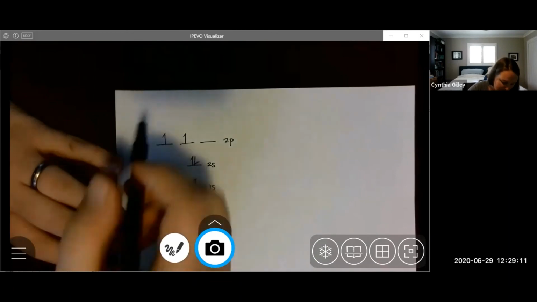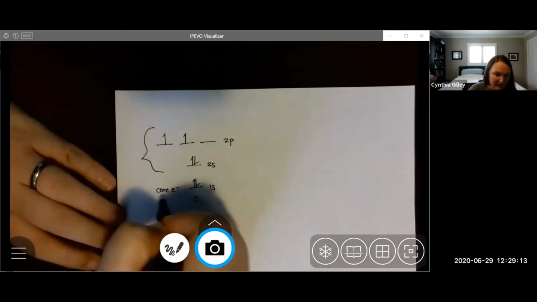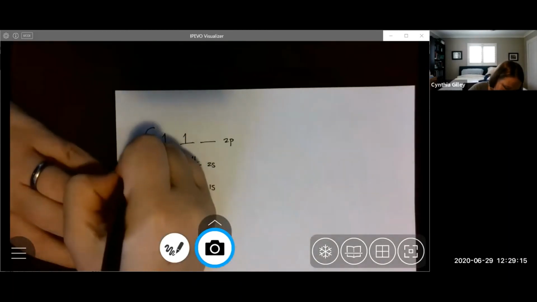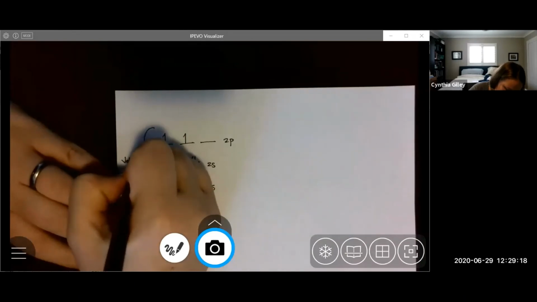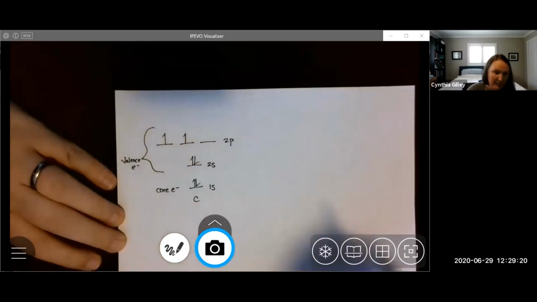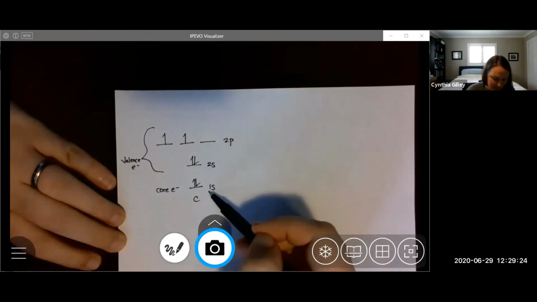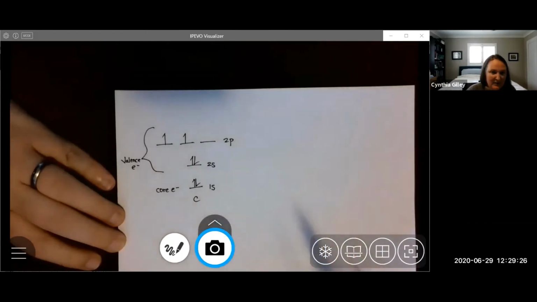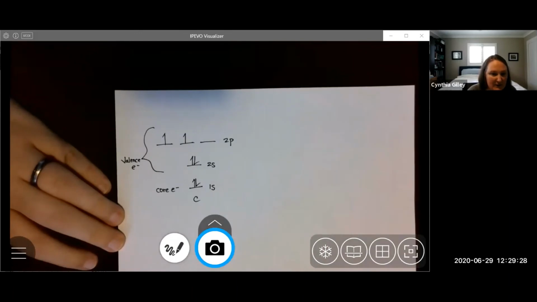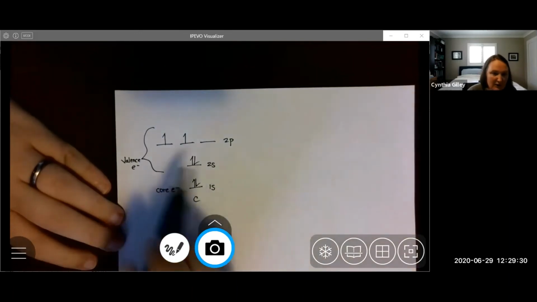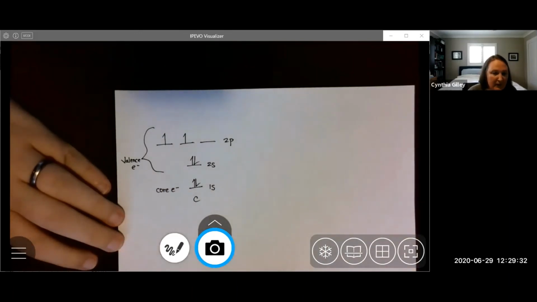How do we know these are valence? These ones are not valence, right? We know that because this is the highest n number. n equals 2 versus n equals 1. Whatever the highest n number is. So we don't really care about the core electrons. Those are just going to stay in their 1s orbital all the time, no matter what.